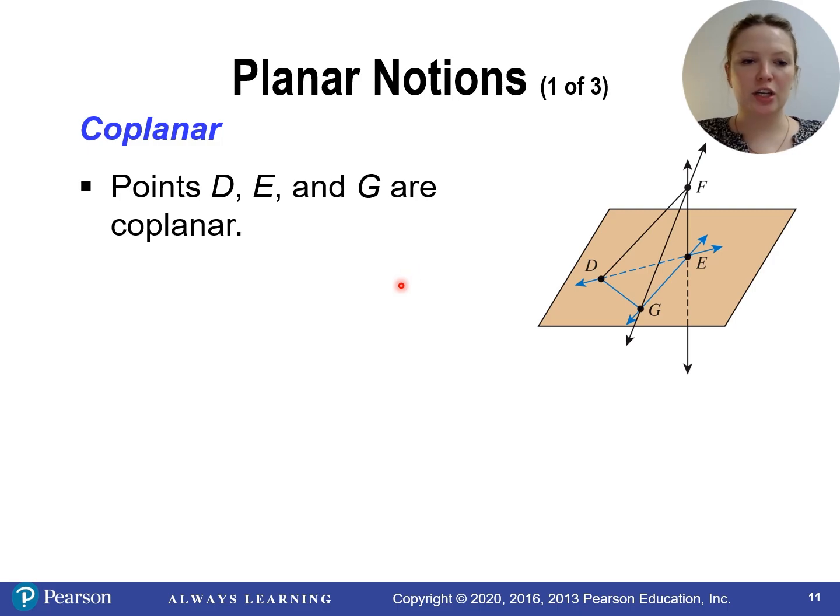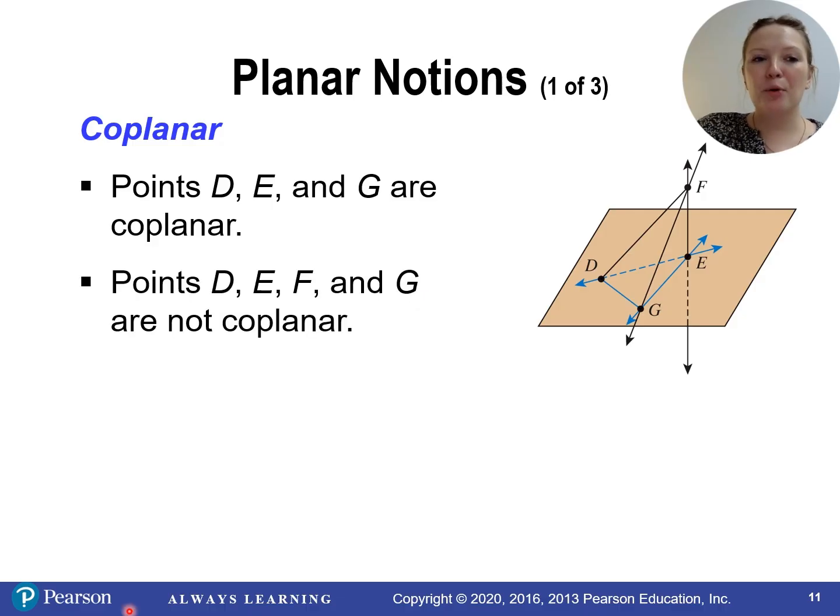All right, so if we start talking about planes and planar notions, we could talk about points or lines being coplanar. So in this image over here, points D, E, and G are all coplanar because they all can fit on the same plane. But points D, E, F, and G are not coplanar because the point F does not fall on the same plane with the other 3 points. There's no single plane that we could create or imagine that would contain all 4 of those points.